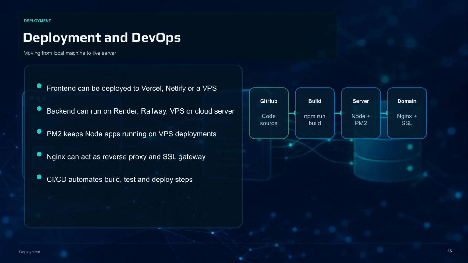Deployment moves your code to the world. Deploy your front-end to services like Vercel or Netlify, and your back-end to platforms like Render or a VPS. Use PM2 to keep your server running, and Nginx for SSL and reverse proxying.